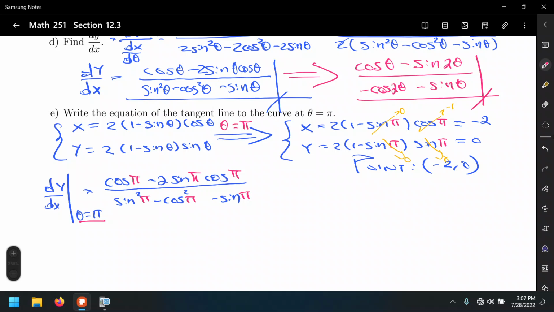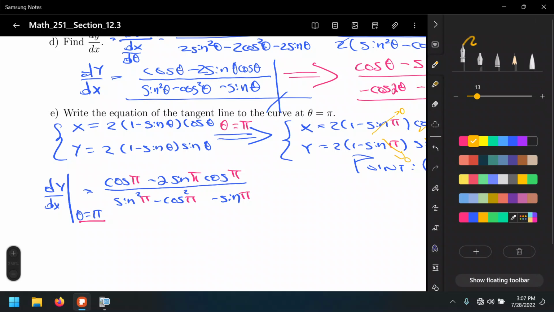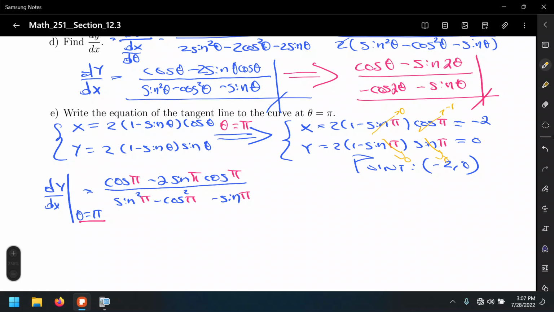And let's see. Let's just compute all this. Unit circle, or you memorize this. Cosine of pi is -1. Sine of pi is 0. It doesn't matter what cosine of pi is here, it's going to be multiplied by 0. So sine pi, which is also 0, squared, is 0.